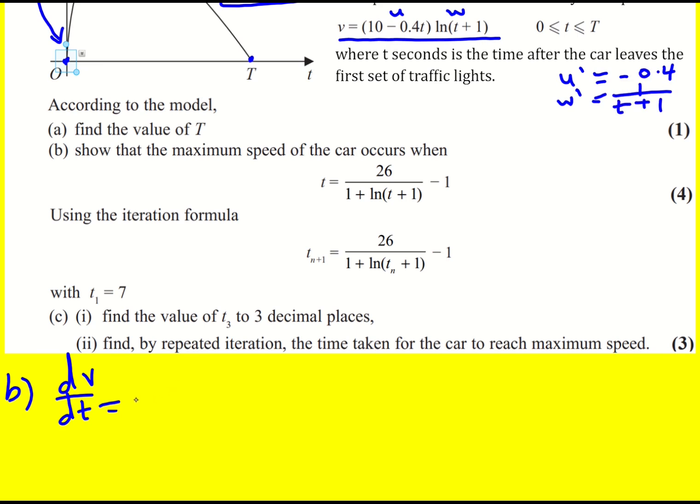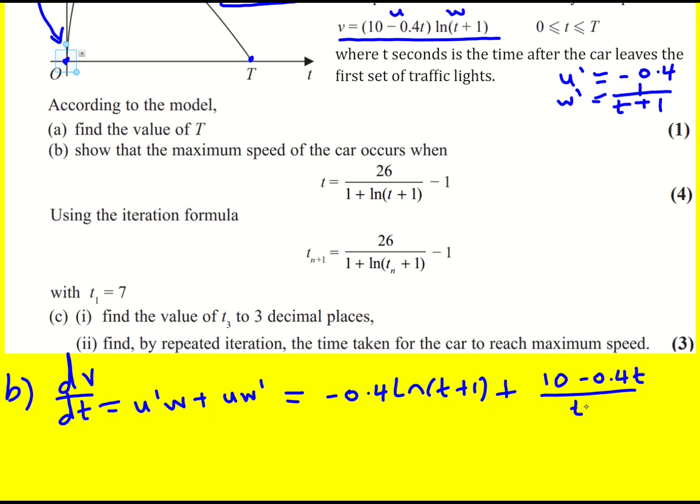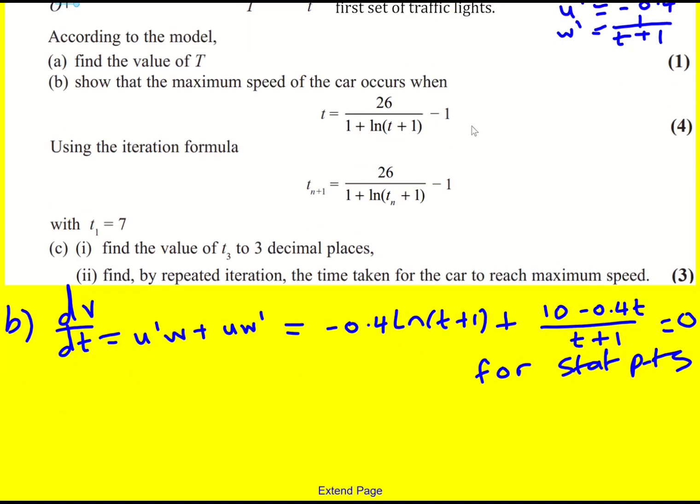So then dv by dt is going to be u dash w plus u w dash, which is minus 0.4 ln(t+1) plus (10 minus 0.4t) times 1 over t plus 1. So I can just divide straight away by t plus 1. And that's going to equal 0 for any stationary points. And we need to rearrange this now to get the equation given.